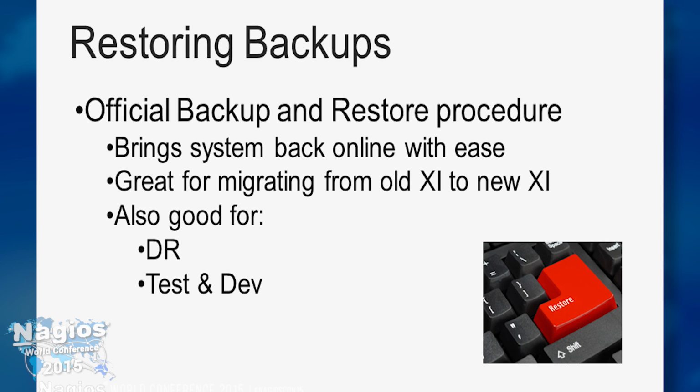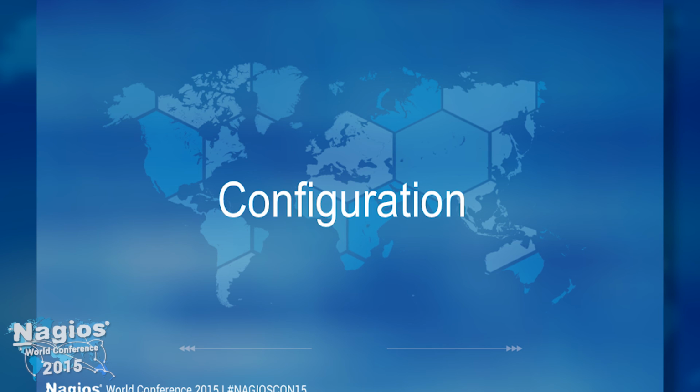Restoring backups is very straightforward. There's a procedure for that. It's also very good for taking XI from one system to another system. If you wanted to migrate from, say, CentOS 6.5 or 6.6 or whatever to CentOS 7, or from 32-bit to 64-bit, some files don't get pulled across in some of the instances with the 64-bit and 32-bit. There's some compatibilities, but you'll work it out. So I'm going to run through some configuration options.